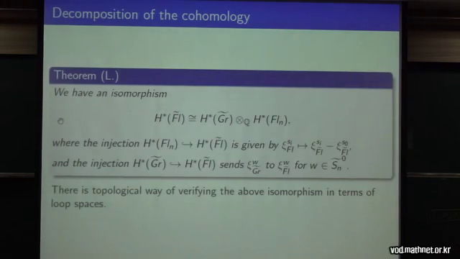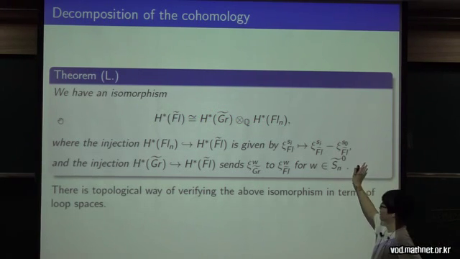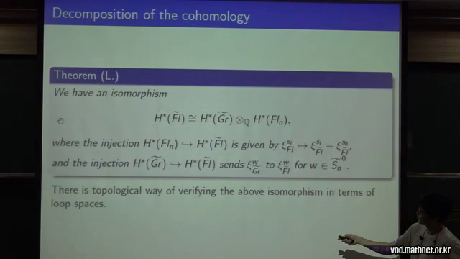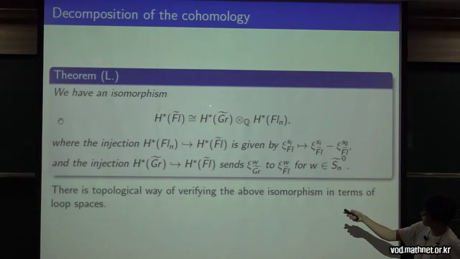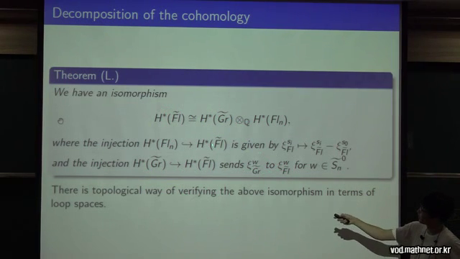And it turns out that there's a nice decomposition of the cohomology of the affine flag variety as a tensor product of the cohomology of the affine Grassmannian and the cohomology of the finite flag variety. Maybe I'm not going to describe what this injection is. Let me just point out that this injection is obvious. The injection from here to here is very obvious, and it has been known. But this one is a bit tricky.